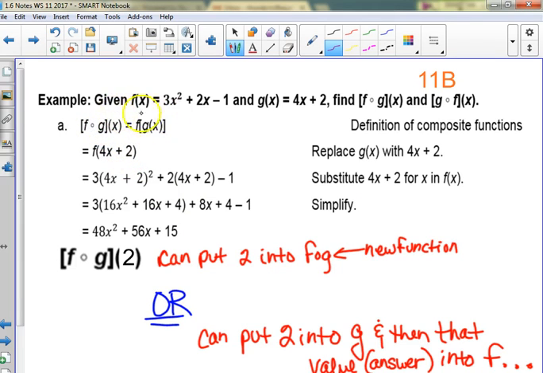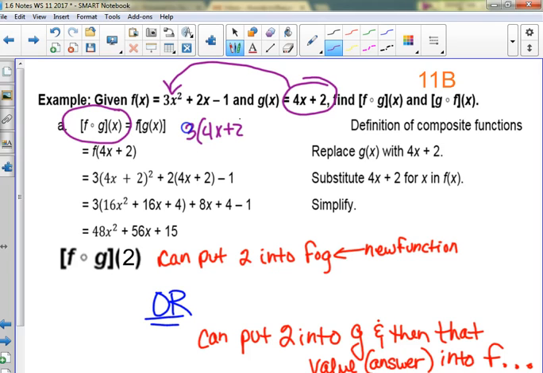This says, for this function, do this. Put the g into the f. So here's the g. We're supposed to put it into the f. So it became 3 times (4x plus 2) squared plus 2 times (4x plus 2) minus 1. Remember we had to FOIL that out first? Okay, that's where they got this.